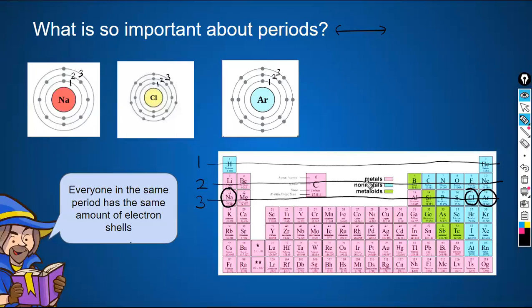Everybody in period 2, that's lithium, beryllium, boron, carbon, even though they have different amounts of electrons and different amount of valence electrons, they would have the same amount of what? Shells, right? Right, it's a very short note. It's that small note you're taking there in the corner.